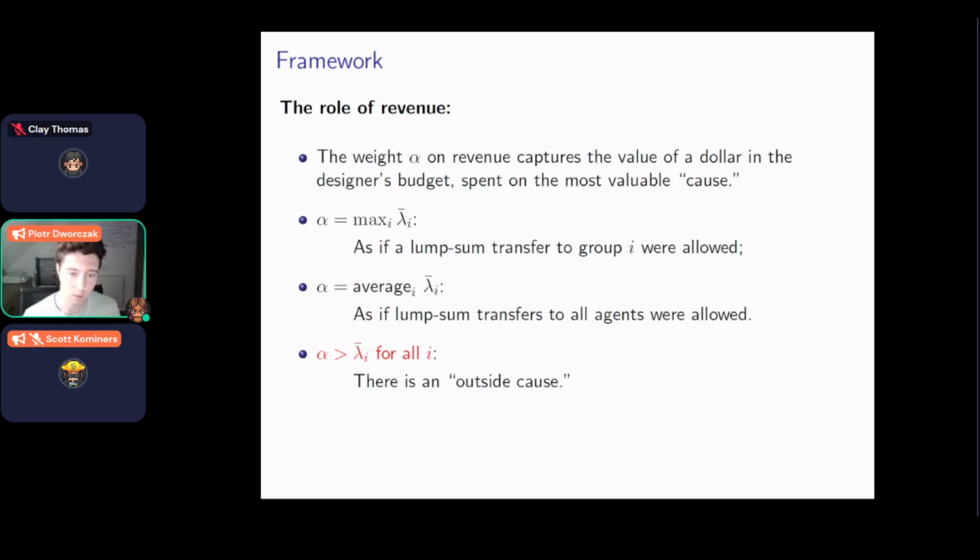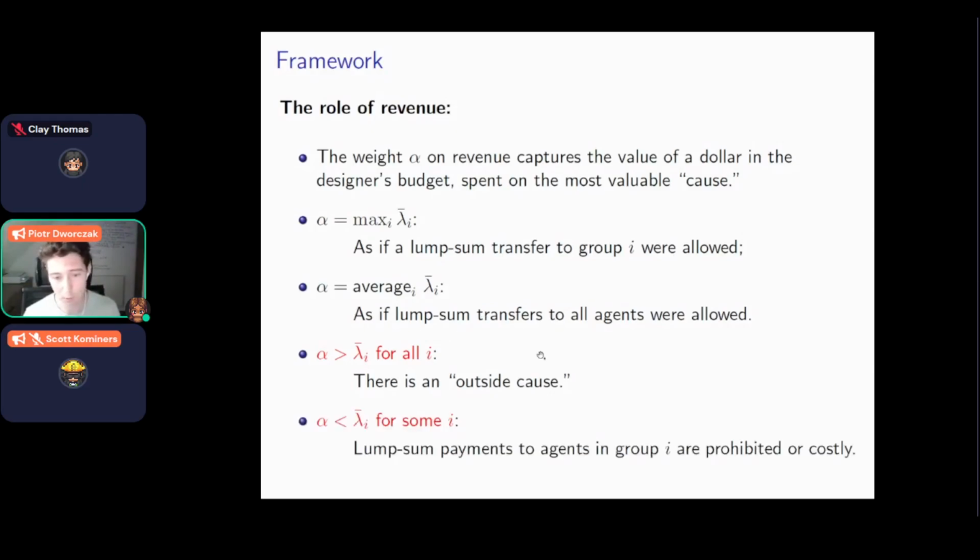And that's the case when there is some sort of outside cost. So maybe I gather some revenue in this market that I'm controlling, and then I can build a hospital that is socially even more valuable than giving back the revenue to the agents as a lump sum payment. The most interesting case we can capture, and that one we can capture precisely because we ruled out lump sum payments in the mechanism description, is we could have alpha lower than the average welfare weight.